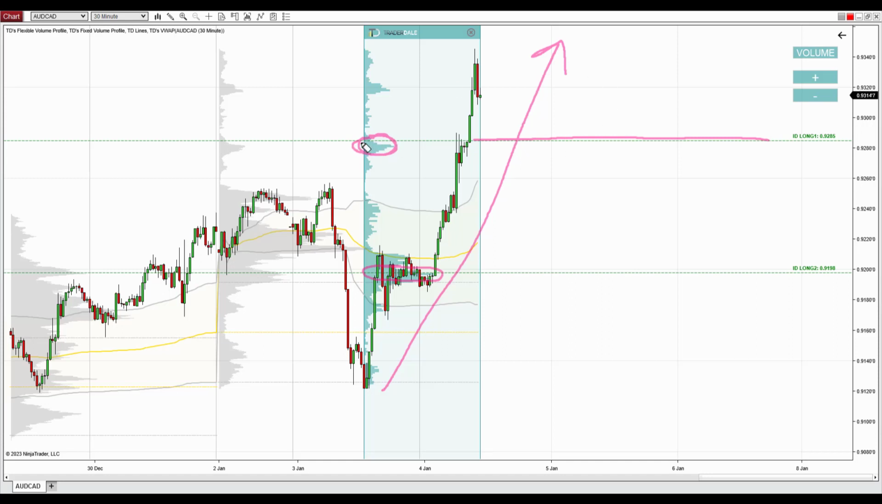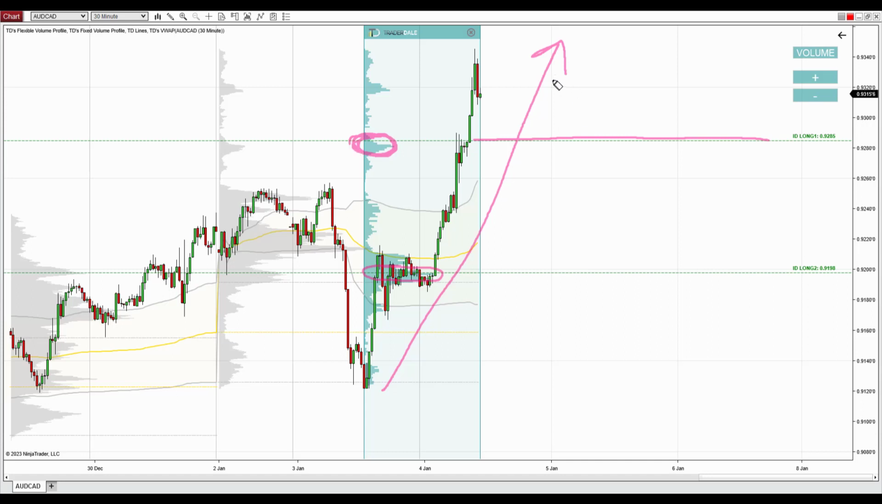So what the volume profile is telling us is that buyers were pushing the price upwards and they were adding to their long positions here. This is what the volume profile is telling us, right? And the reason I'm saying that those are buyers is that the price is going upwards, right? That's why I'm saying that buyers were adding to their longs there.